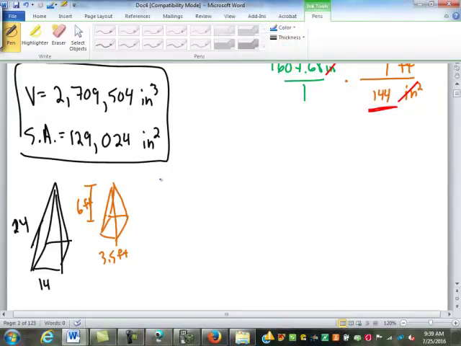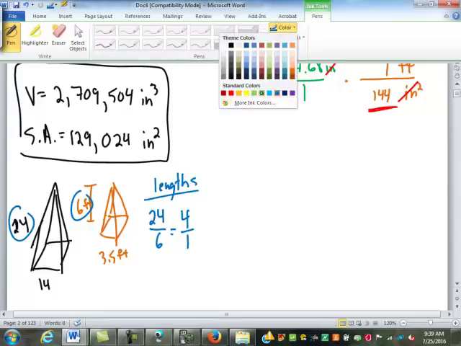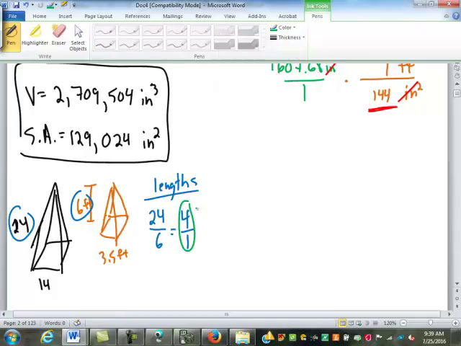So if you look at this, what is our ratio of lengths? Well, we went from 24 down to 6, didn't we? Which is a 4-to-1 ratio if you reduce it. Any questions on how I got to the 4-to-1 so far?